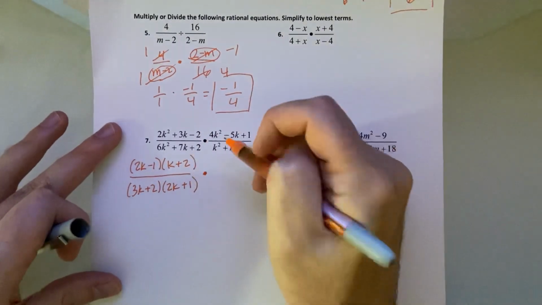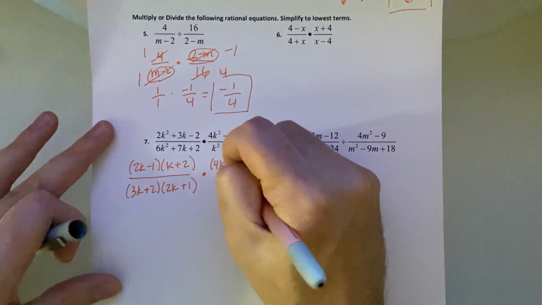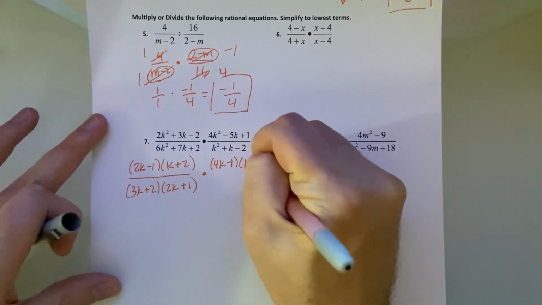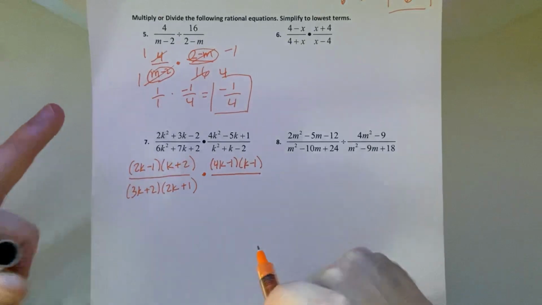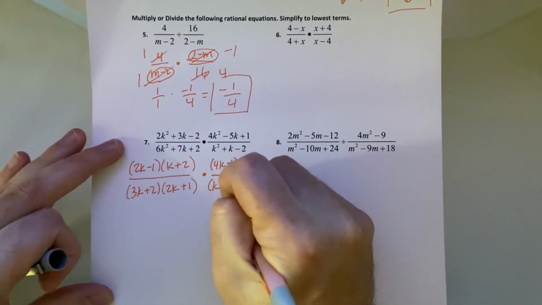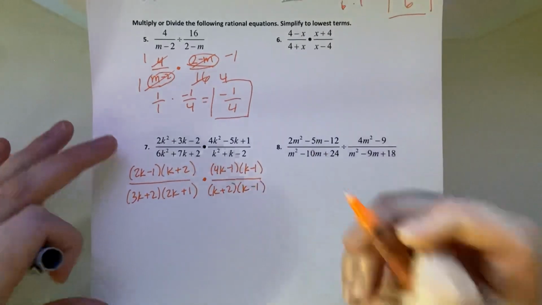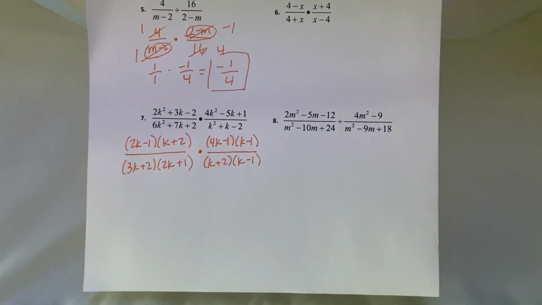times, over here on the right, 4k squared minus 5k plus 1. It's 4k minus 1, k minus 1. K squared plus k minus 2 is k plus 2 and k minus 1. You can check all of those, but I'm just going to get the factoring out of the way. You can use your strategies from last chapter for factoring if you need to, the AC method. So let's look at what we can clean up here.